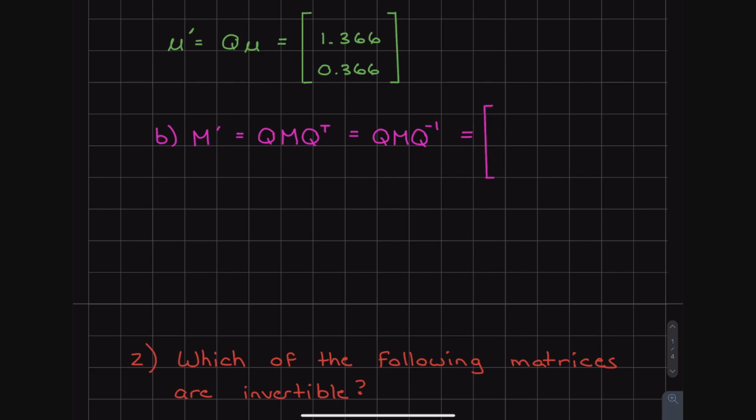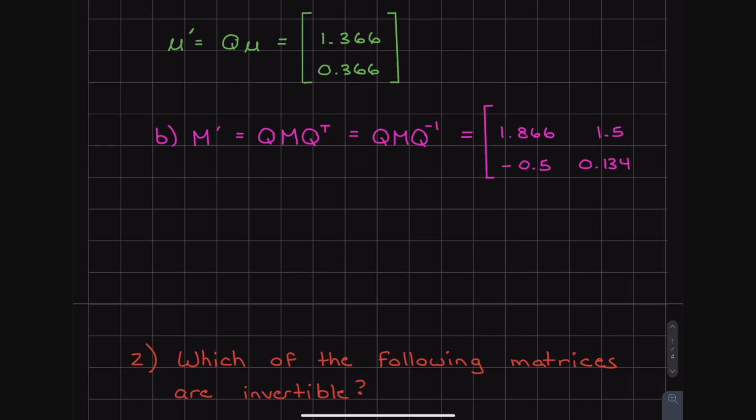So my first value, I got 1.866. And then below that, I got negative 0.5. Going to the second column at the top, I got 1.5. And below that, I got 0.134. So it's as simple as that.